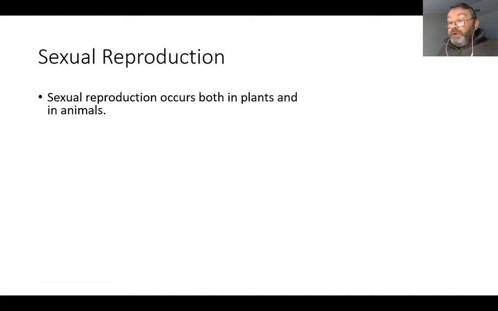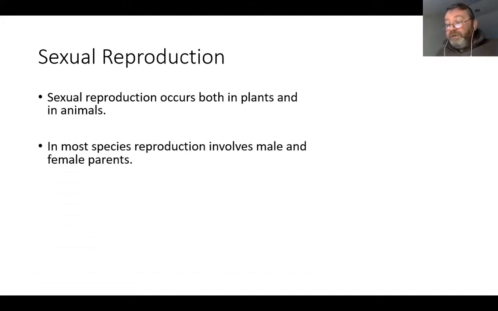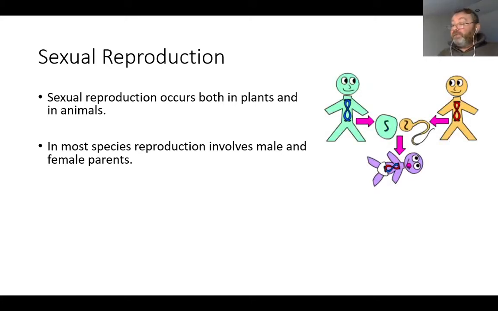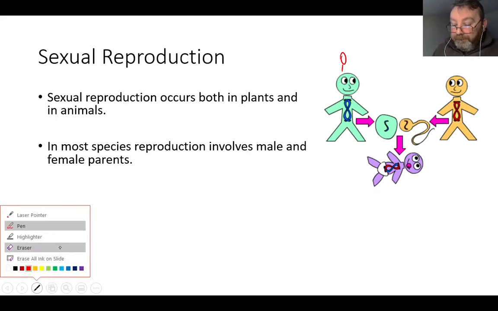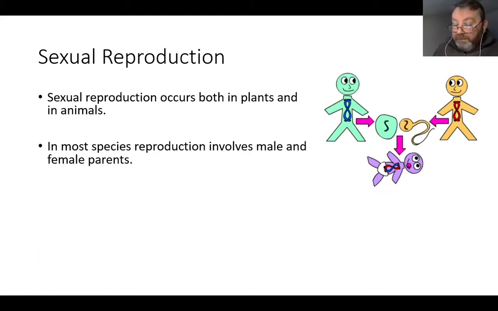Sexual reproduction occurs in both plants and in animals. In most species, reproduction involves, as we said, male and female parents. All right, so you've got a situation here where you've got the male, again, the male symbol, I got the wrong one there. So the male symbol is this one. And then you've got the female.